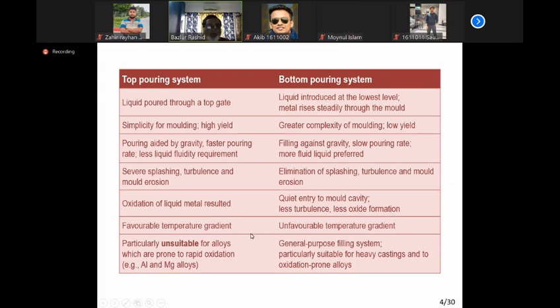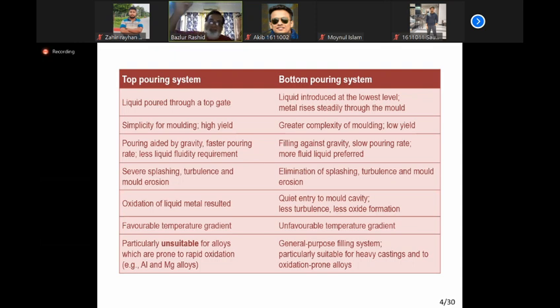Favorable temperature gradient is another good aspect of the top pouring system. What do we mean by favorable temperature gradient? When you pour the liquid metal from the top, just imagine you are pouring for about 1 minute. The casting is relatively huge.